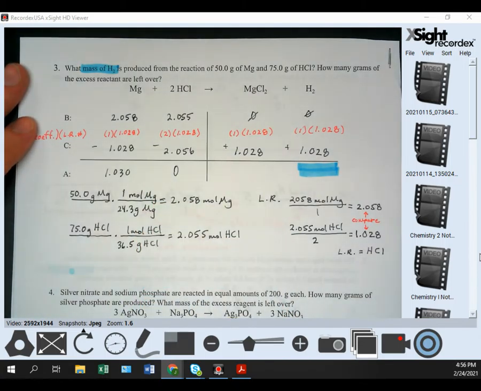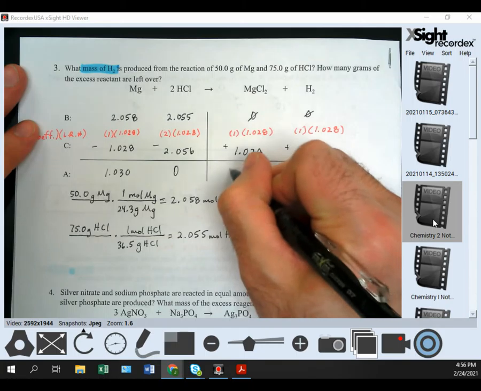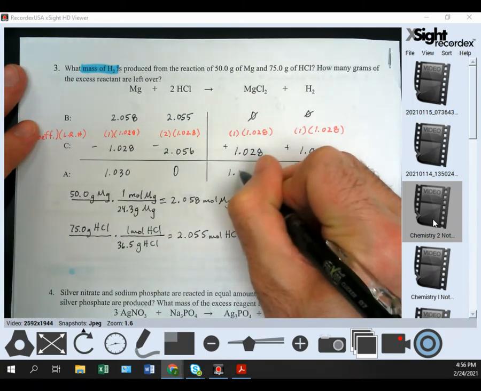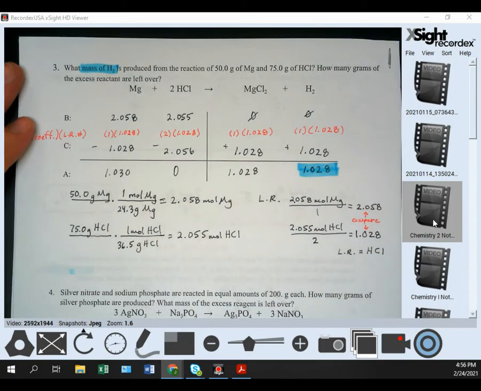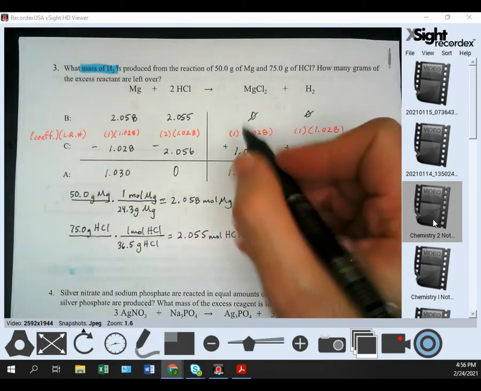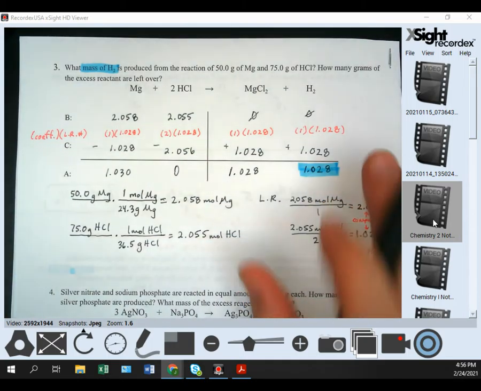Okay, and then these are adding, those are just zeros, so these are just copying the change row down again. So at this point, we have our after amounts, remembering all the numbers in the table are in moles.